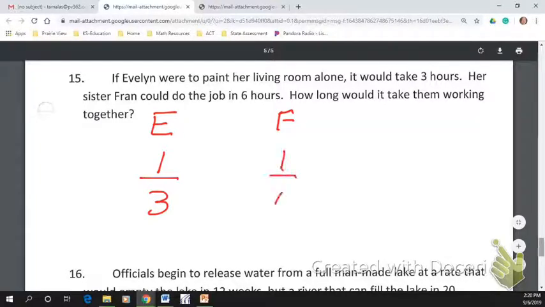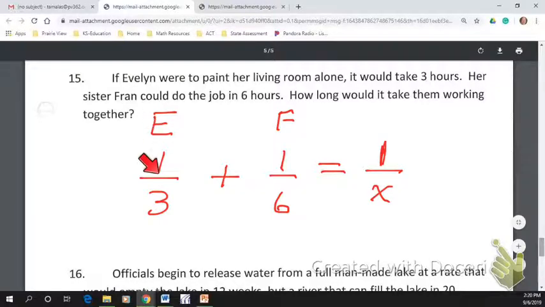1 room in 6 hours. So are Evelyn and Fran going to work together? Yes. Okay, so if they're going to work together, now let's add them together. And so we want to know, if they do work together, they would be able to paint this 1 room in how many hours? So we'll put an X there.